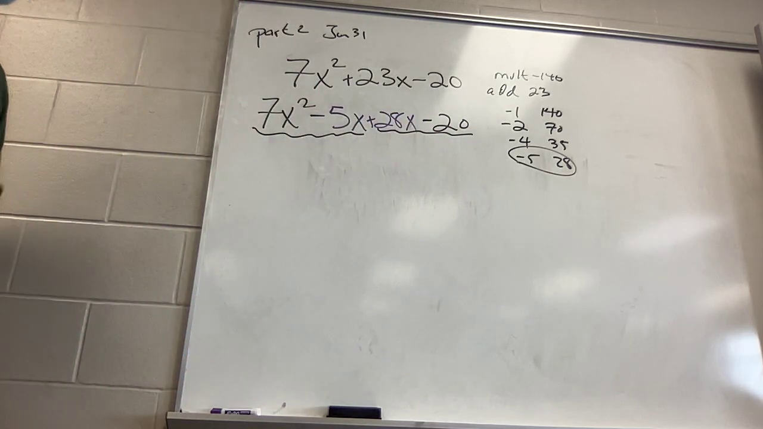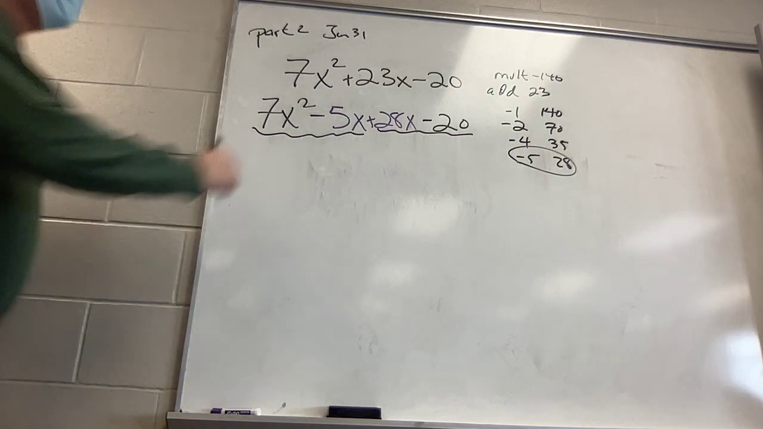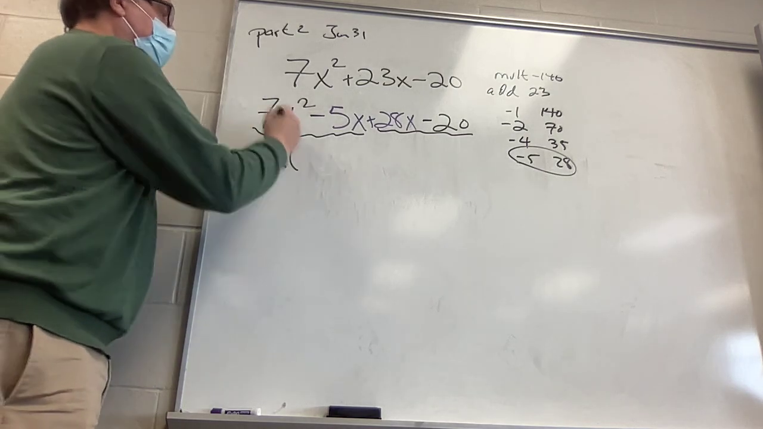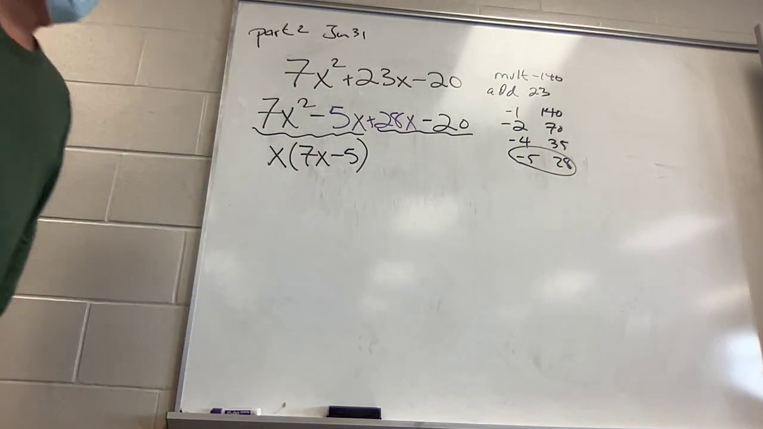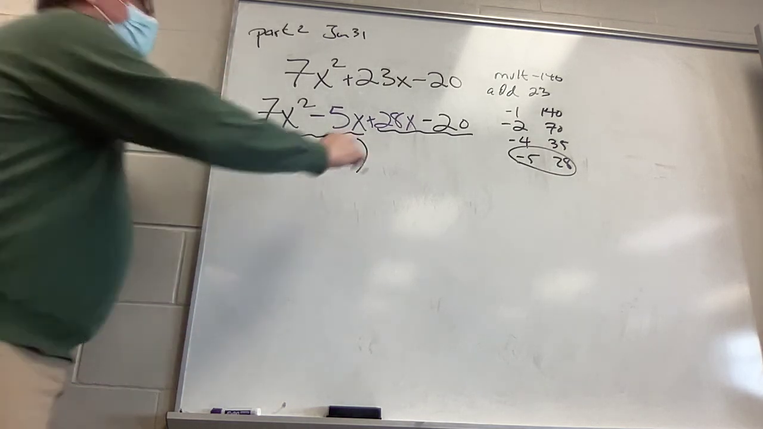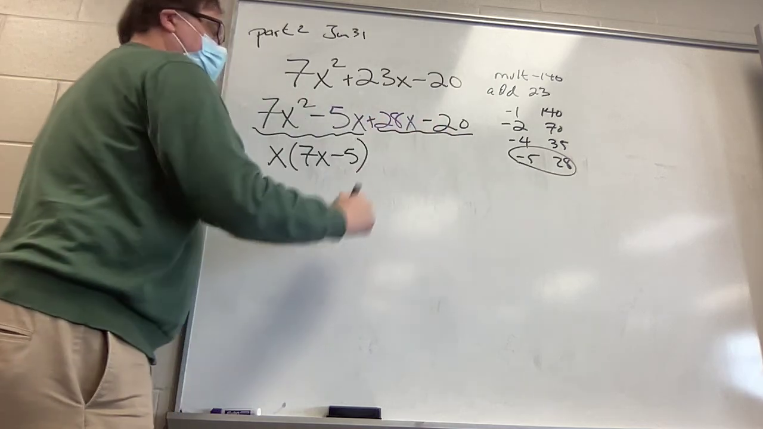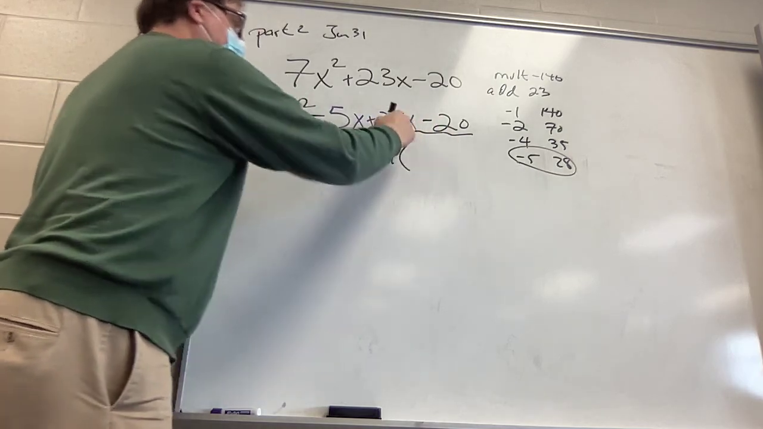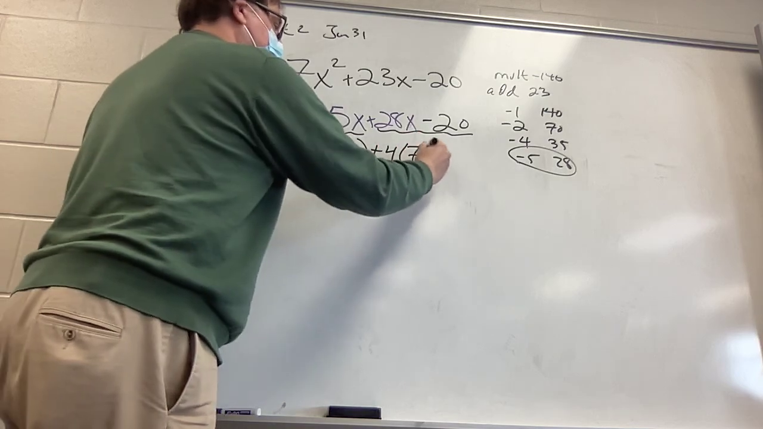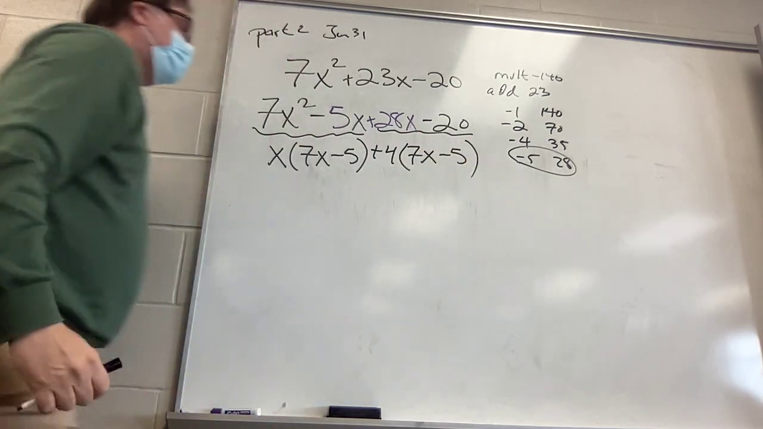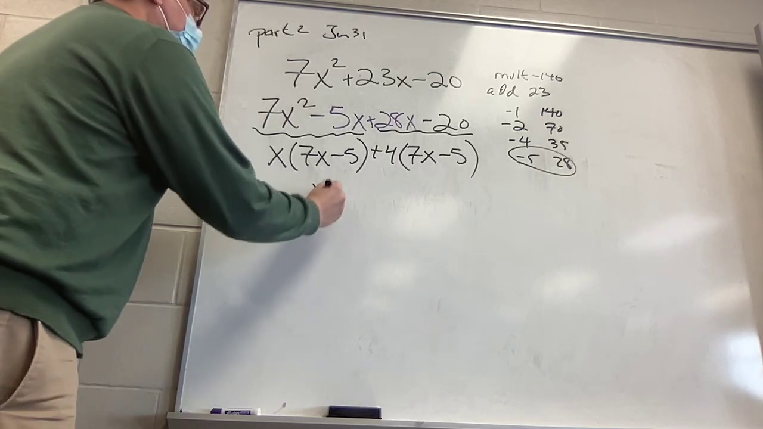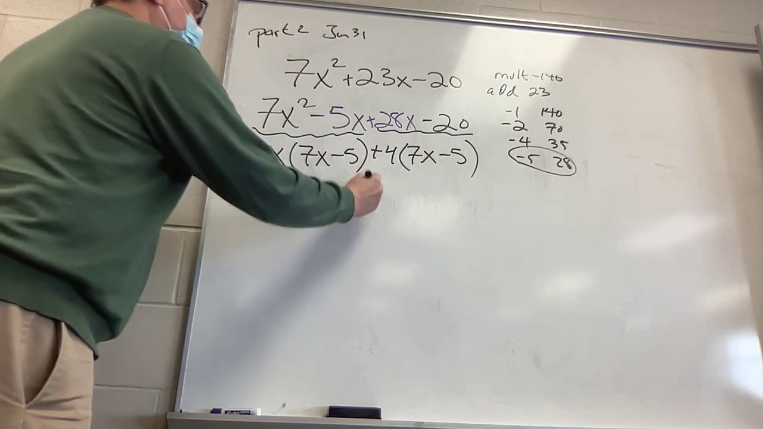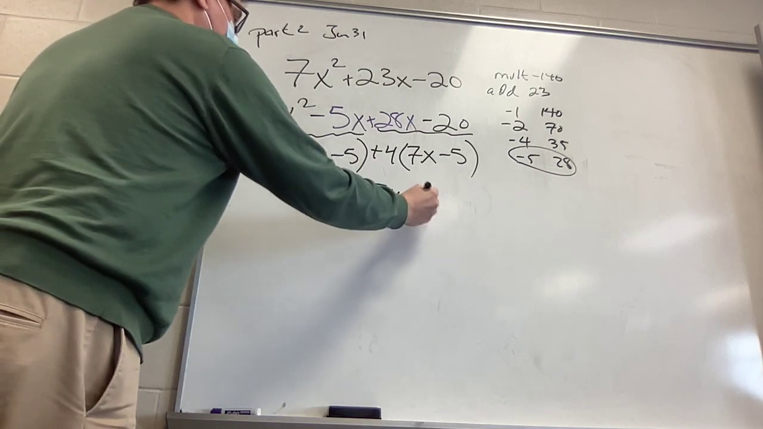And I see no number in common. I see an x in common. Leaves a 7x minus 5. 2 goes in, but 4 goes in. We do the biggest. 4 goes in. 28 divided by 7. Perfect. Your final answer becomes x plus 4, 7x minus 5.